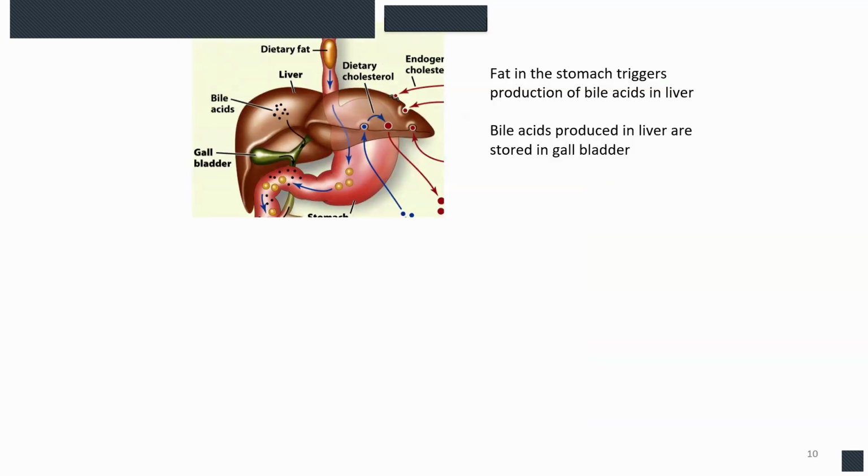So when fat gets to your stomach, it triggers the production of compounds known as bile acids. Bile acids are produced in the liver and they're stored in the gallbladder. Now, we see dietary fat go into your stomach, which inspires the production of these bile acids. The bile acids are represented by these black dots. Those go from the liver to your gallbladder, and then they enter your stomach.